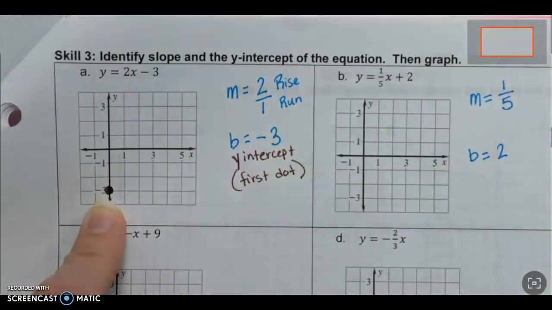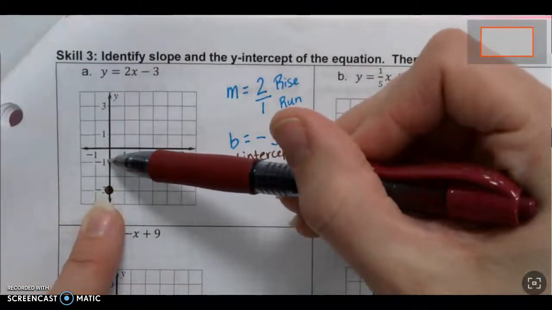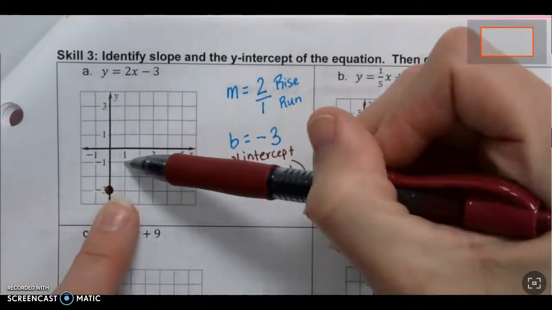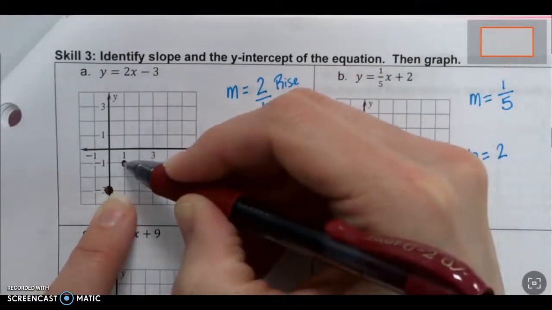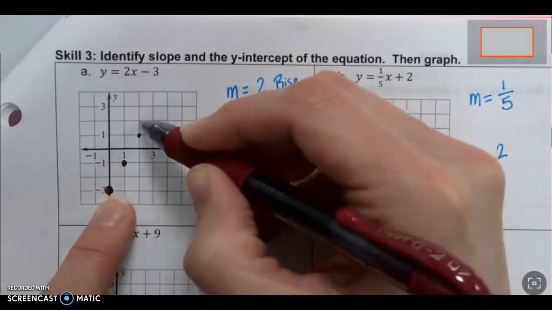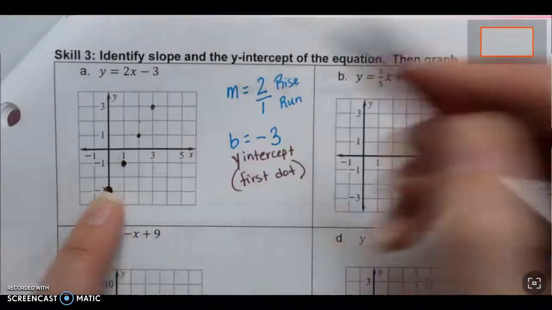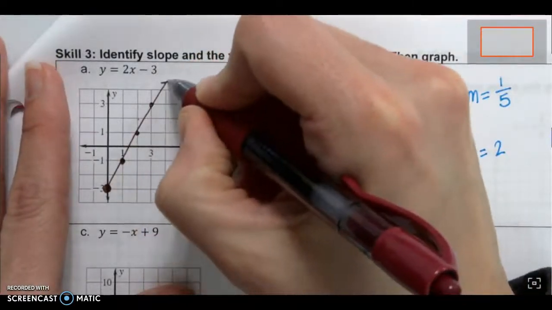Then from there, I'm going to use the slope as like driving directions. It's telling me to drive up 2 blocks and right 1 block. And I'll put a dot there. Now just to make sure that my line is straight and doesn't go all wonky, I can do that slope a couple of times. So I can get a nice straight line. There it is.